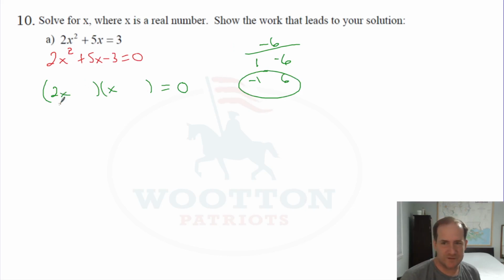Now notice I already have a 2. So to get this factor of 6, I only need a 3 here. 2 times 3 will make 6. And to get the -1, I need to put a -1 here. And this guy's going to want to be plus. So this is my fully factored form.